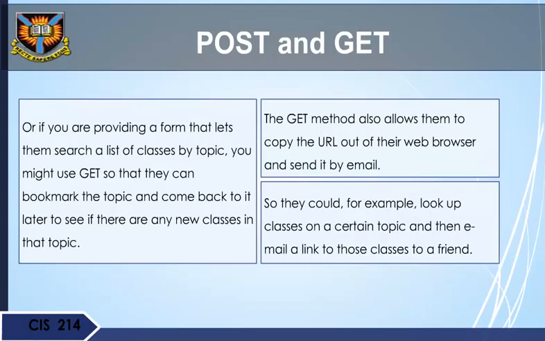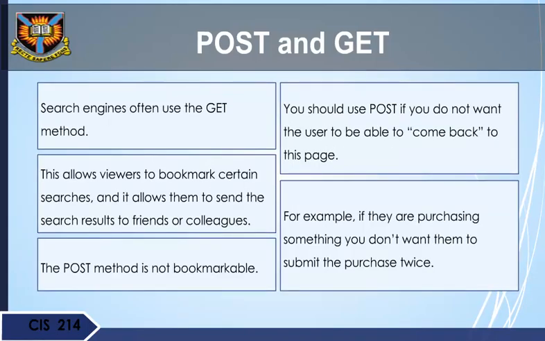Or if you are providing a form that lets them search a list of classes by topic, you might use get so that they can bookmark the topic and come back to it later to see if there are any new classes in that topic. The get method also allows them to copy the URL out of their web browser and send it by email. So they could, for example, look up classes on a certain topic and then email a link to those classes to a friend. Search engines often use the get method. This allows viewers to bookmark certain searches and it allows them to send the search results to friends or colleagues.